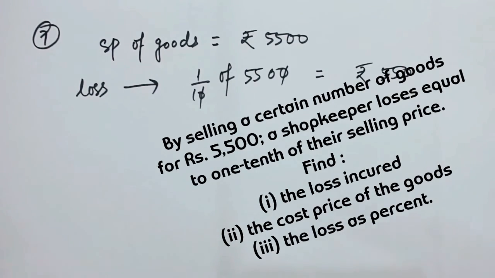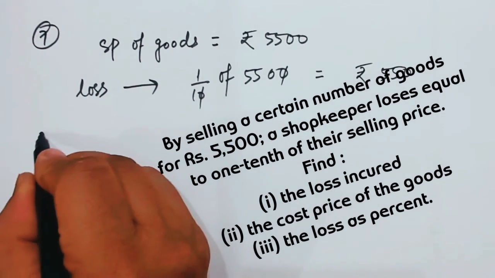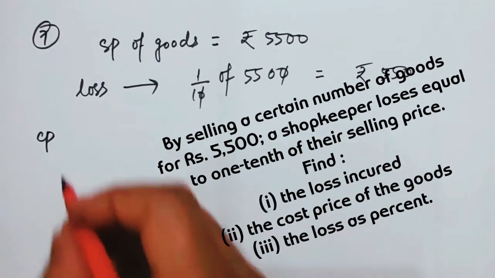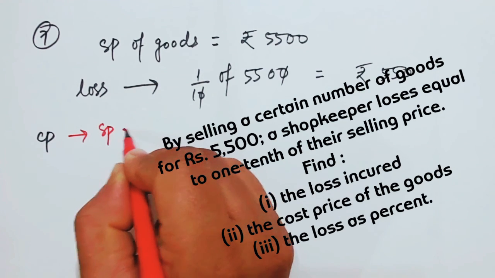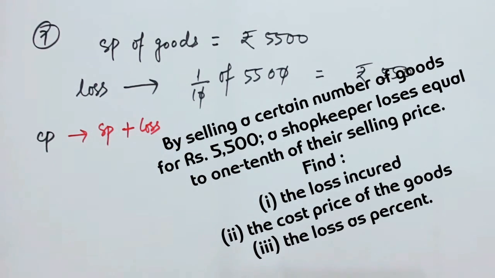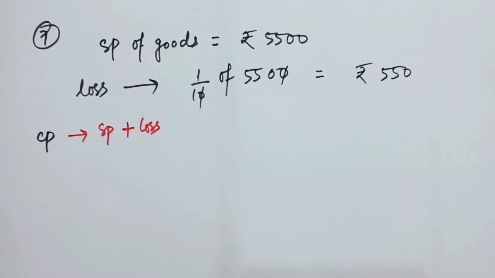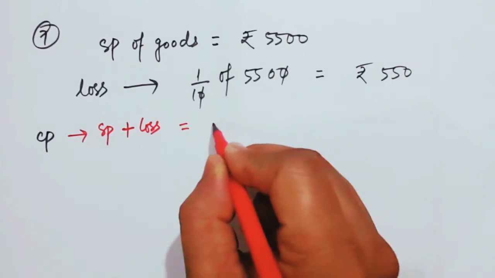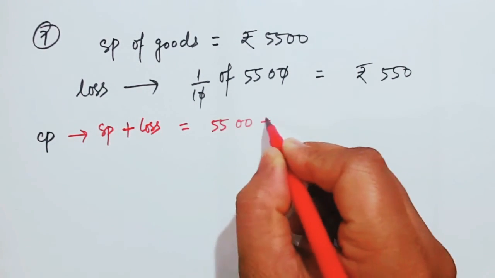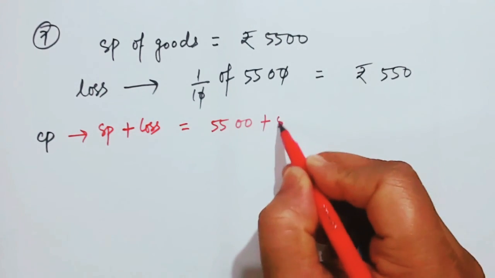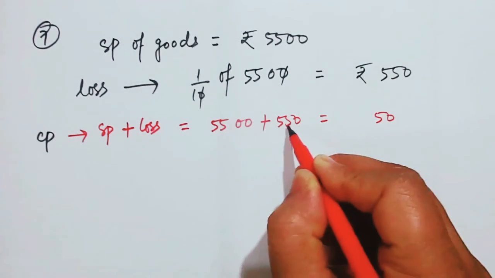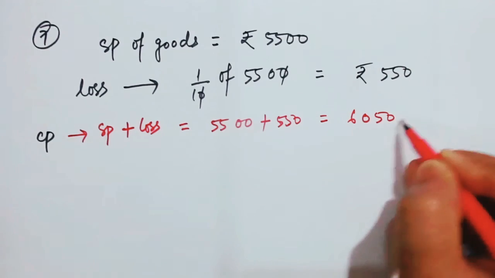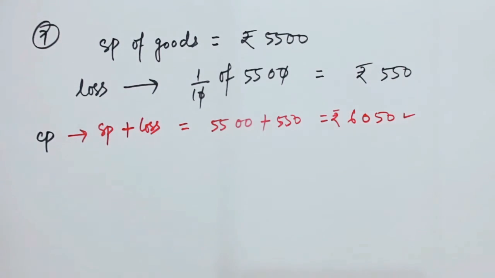So when loss is there, will the cost price be more or less? Of course, cost price will be more. Cost price will be equal to selling price plus loss. There is a loss, so cost price will be more and selling price will be less. So I added both of them. 5500 plus 550. 5 plus 5 is 10. 6050 rupees is your cost price.